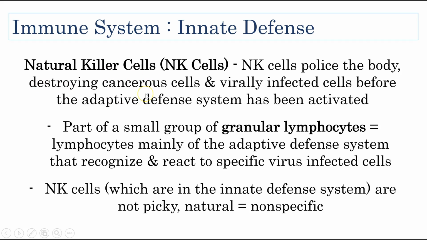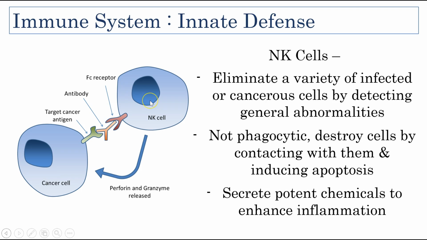So they are attacking actively and daily cancerous or virally infected cells within the body before the adaptive defense system even knows that they're there. So these guys eliminate a variety of cells. They're non-specific, so they're not picky. We're looking for cancerous cells, so cells dividing at a really abnormal rate, or something infected. He's a little funky, looks like he's dividing differently than normal. They're not phagocytic. They simply sort of attach to whatever cell it is they're going to destroy and induce apoptosis in that cell. Apoptosis just means programmed cell death. When this happens, they also secrete potent chemicals that will help enhance inflammation around them.